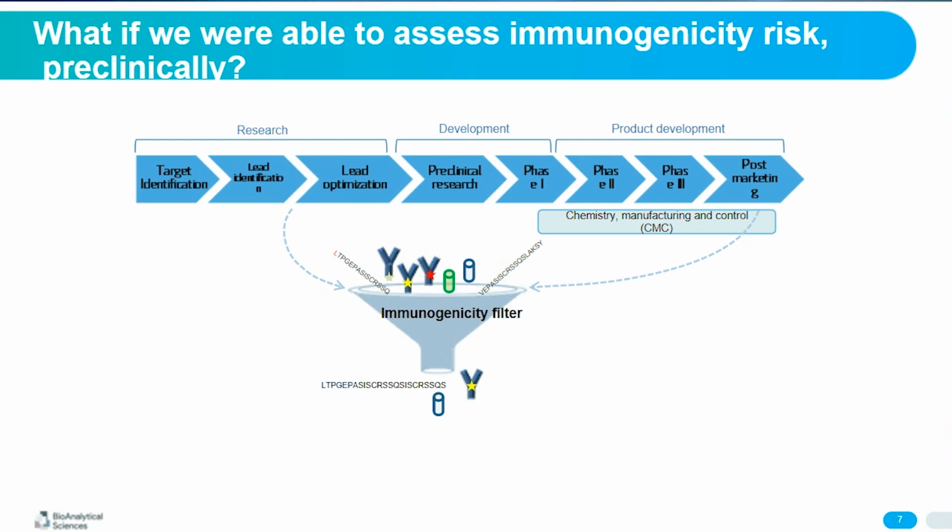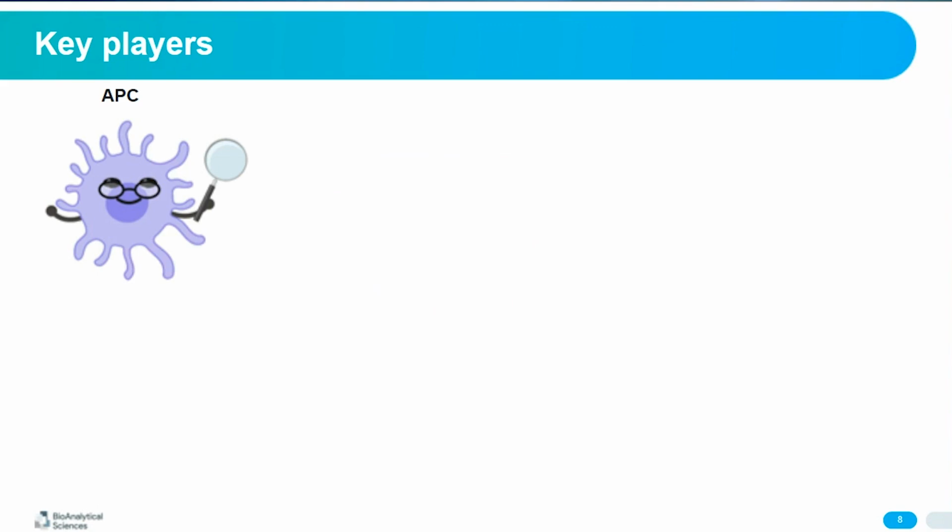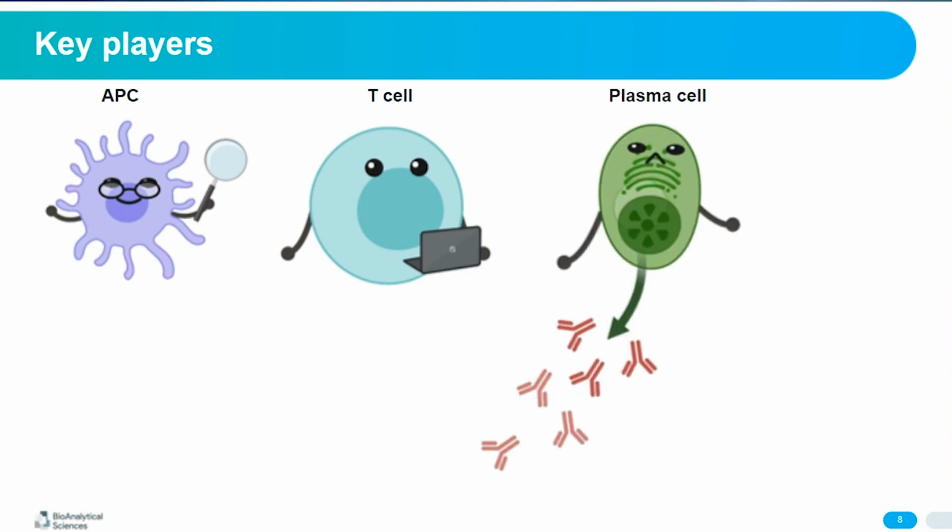risk. Before I dive into the methods themselves, let me first give a bit of background on how immunogenicity occurs. The three key players in immunogenicity are the antigen-presenting cells, which take up the drug and present it to the T cell. The T cells are the ones that will determine whether there will be a continuum of the signal interacting with B cells, leading to their differentiation into plasma cells that will secrete the anti-drug antibodies.